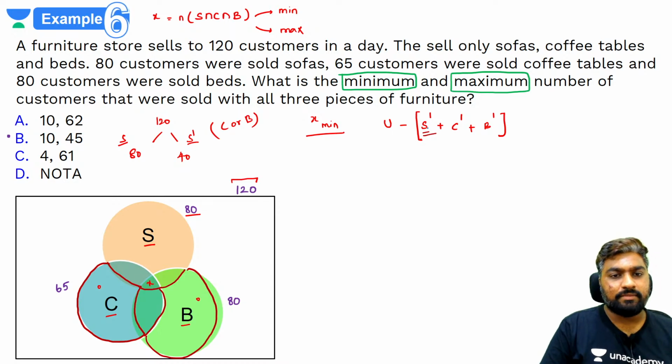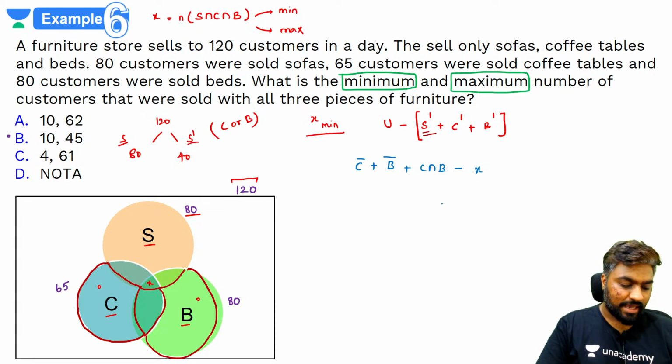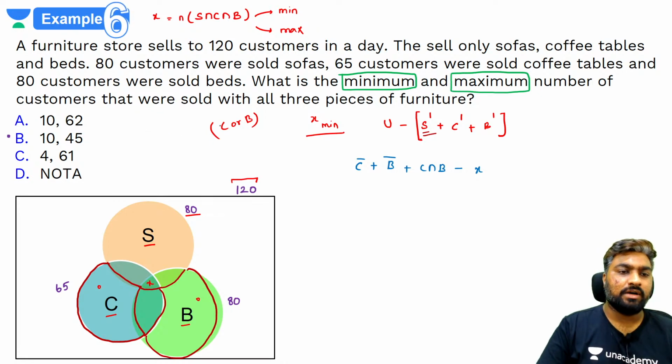When I do universal minus S dash, it is what? Only C plus only B plus intersection of C and B, correct? Intersection of C and B, yes, minus this part, which is X, minus X. Agreed, guys? I understand you're confused. Let me do that again, right? Thoda sa confusion hai, I get it. The numbers didn't work out initially, but don't worry about it. I'll explain it to you.